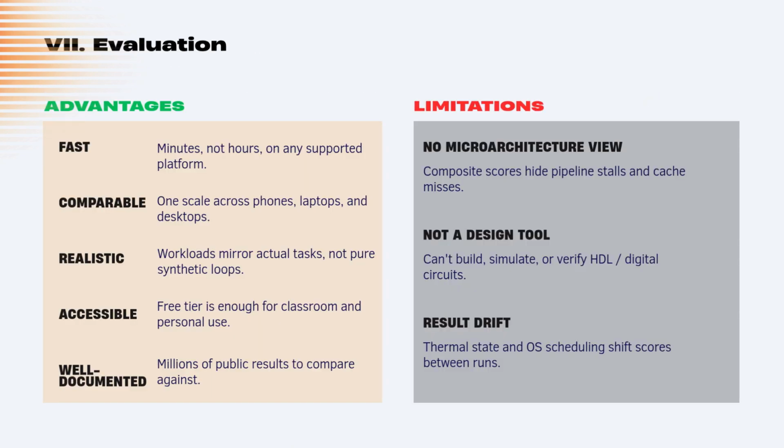Geekbench has several advantages. It is fast, easy to use, and produces results in just a few minutes. It uses realistic workloads instead of artificial tasks, works across multiple platforms, and has a free version suitable for students and educational purposes. However, it also has limitations. It cannot analyze processor microarchitecture in detail, design digital circuits, or verify HDL code. In addition, benchmark scores may vary depending on the device's temperature and background processes during the test.